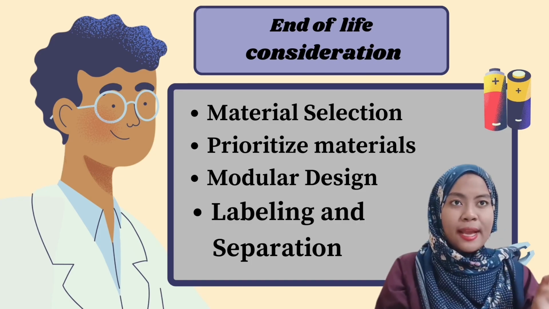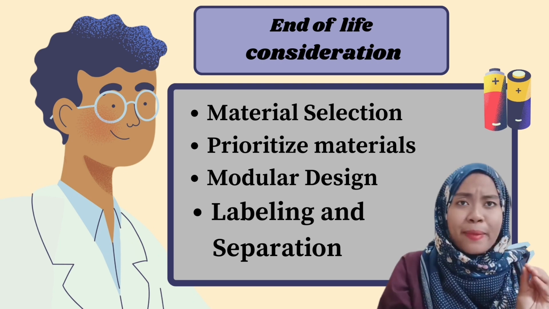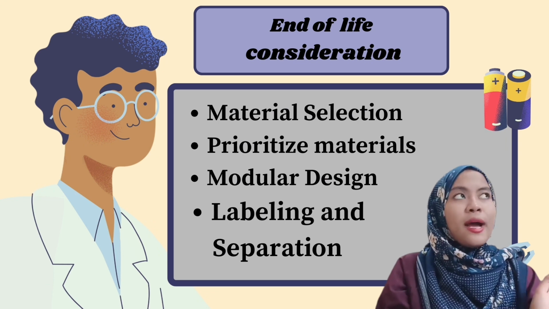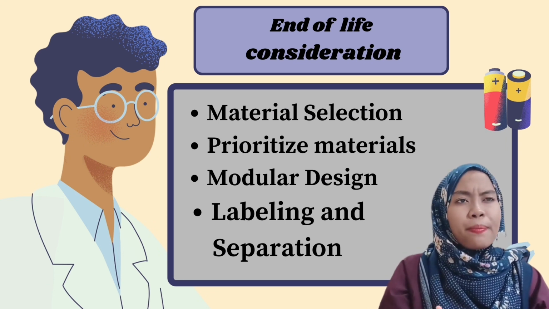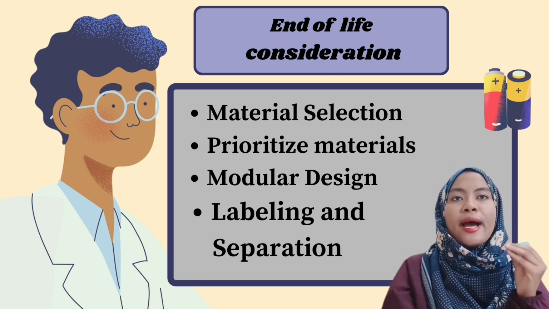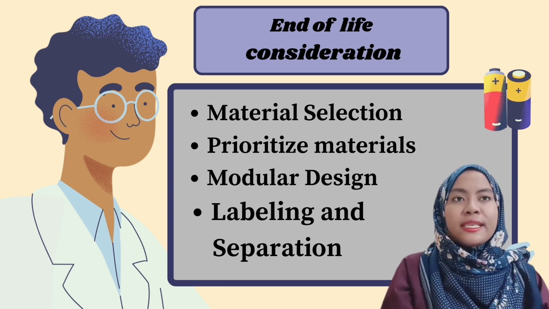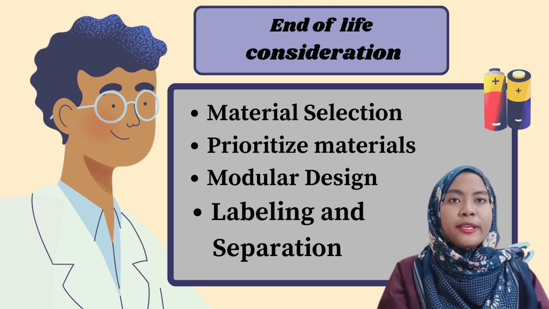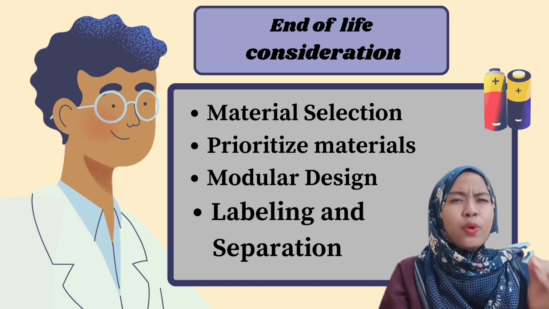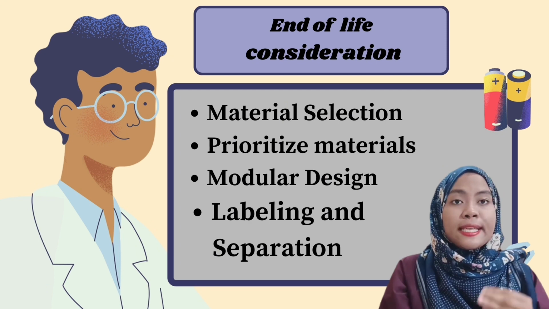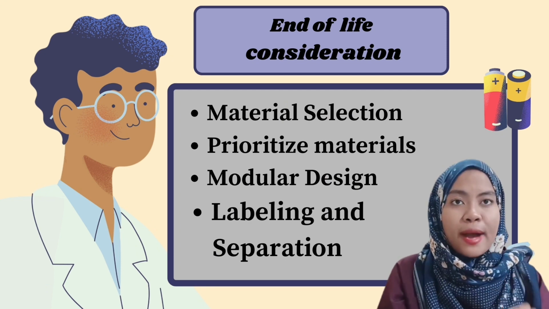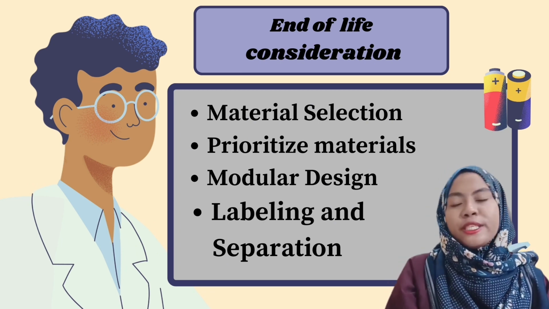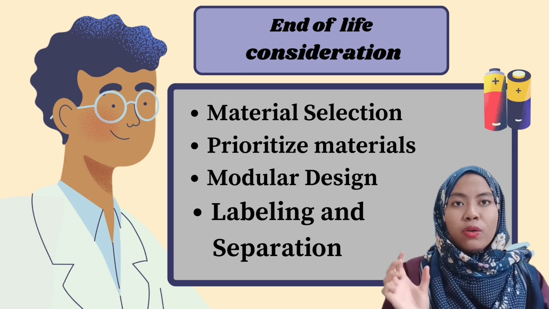End-of-life consideration: first, material selection, using materials that are easily workable and have minimal environmental impact. And then prioritize materials with established recycling processes and facilities for disposal. And then the third point is modular design, such as designing components with a modular structure allowing easy assembly. This not only simplifies the recycling process, but also enables users to replace specific modules and extend the product life.